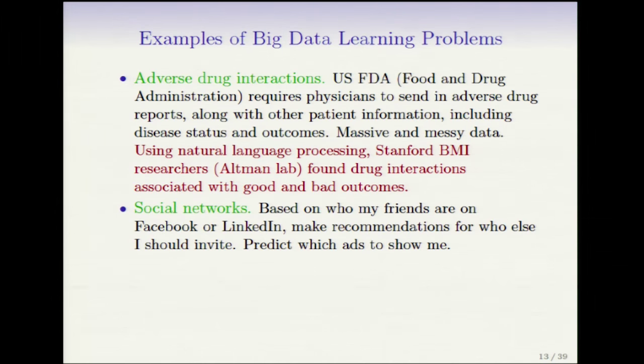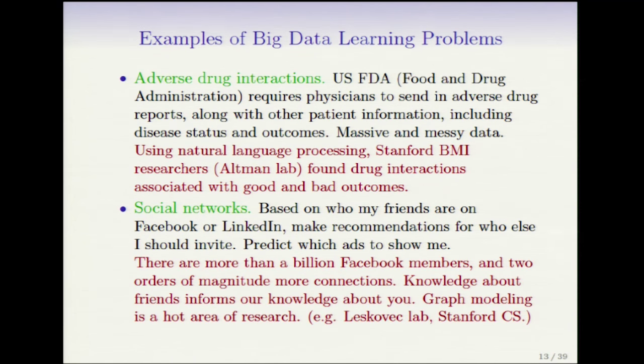Social networks. Based on my friends on Facebook and LinkedIn, make recommendations for who else I should invite, or predict which ads to show me for an ad-serving company. There are more than a billion Facebook members and two orders of magnitude more connections. So knowledge about friends informs our knowledge about you. There are various techniques that get applied to this problem, and graph modeling is a hot area of research. I know a lot of research on graphs and relations of graphs gets done, for example, in Jure Leskovec's lab in Stanford CS.